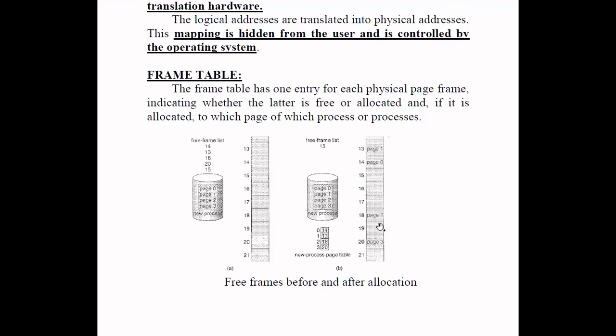So this is all about the basics of paging: how the mapping between logical address and physical address is taken care of by the operating system, what hardware is utilized for this purpose, the drawbacks and the advantages of paging, and finally we had a glimpse of the frame table.